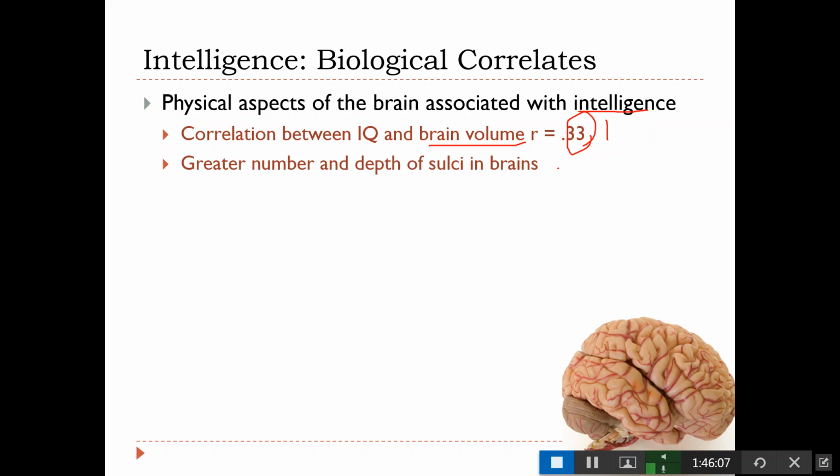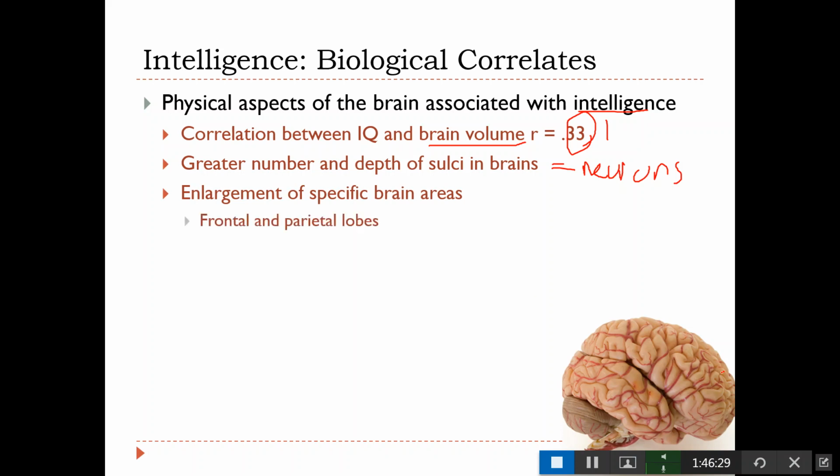And so we think this is because there's a higher number of neurons, right? We think this is what's kind of going on, because if there's more folds in the brain, that means there's more of it, and that is also correlated with brain volume, right? And you do see enlargement in specific brain areas, particularly our frontal and parietal lobes, okay? So that's where you really see some different structural changes, okay?